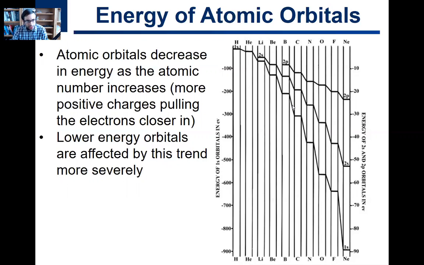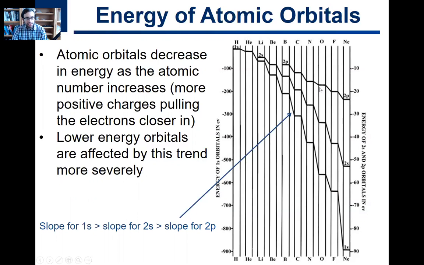But what is particularly interesting, and will become relevant to us, and so this is a point that I will come back to while we're constructing these molecular orbitals, is that the lower energy orbitals, i.e. the more core-like orbitals, those orbitals are affected more severely by this trend, okay? And so you can look at the 1s, this slope, as you increase the number of protons, as you go to higher atomic numbers, is really steep as compared to the 2s and 2p.